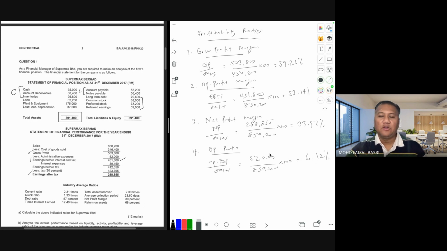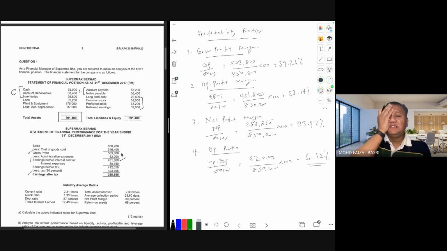Okay, again, we cannot compare. We don't know is it good or bad. Tapi dari segi operating expenses, it's just about 6% lah. So it's quite low lah sebenarnya, less than 10%. Okay, just to be quick kat sini, for this question, the earning before interest and taxes dia bagi 451,800.